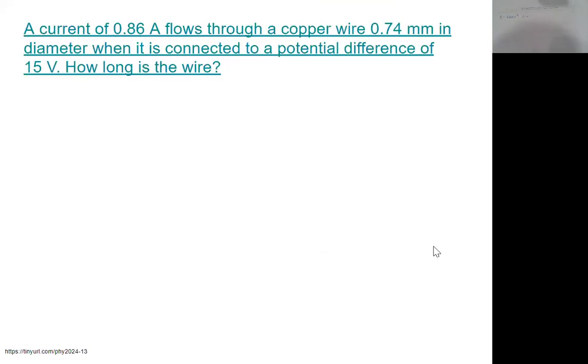It tells us the current going through it is 0.86 amps. It tells you the diameter is equal to 0.74 millimeters. It tells you the voltage applied onto this wire, V, is 15 volts. Now it's asking what will be the length of this wire. You're looking for L.